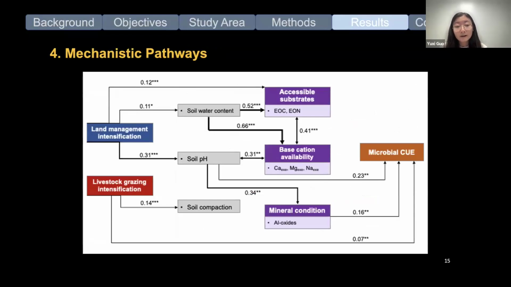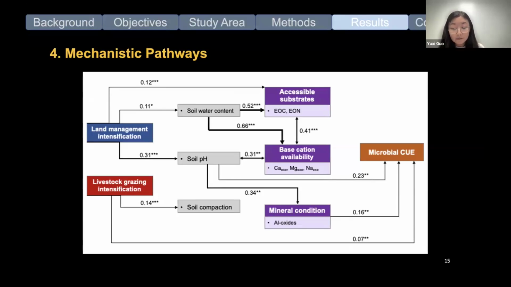And for this final diagram, it shows the complex network of relationships we covered. Looking at land management intensification, we find it primarily operated through indirect pathways. It improved soil conditions in multiple aspects, like increasing substrate availability, raising pH, and altering mineral conditions, which further influence the microbial carbon use efficiency. There are also interrelationships among soil properties.